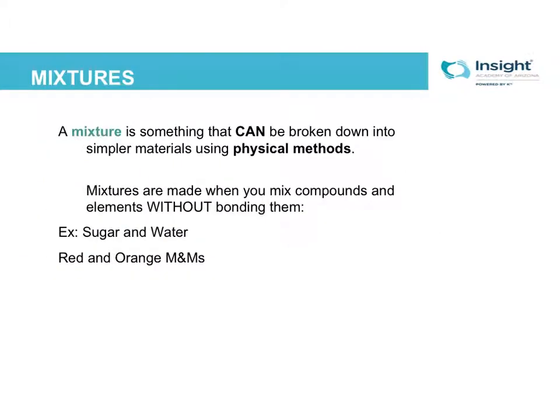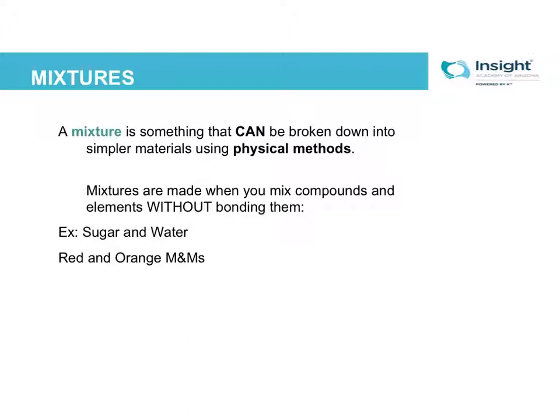So a mixture is something that can be broken down using physical methods, i.e. filtering or just mechanically separating. And then we'll talk about a few other techniques that you can use. But examples of mixtures are going to be, really, you have like a couple of compounds mixed together in the same space, or maybe an element in a compound, something like that.